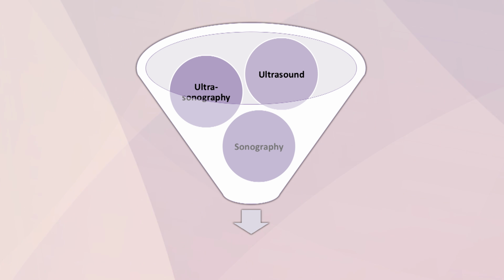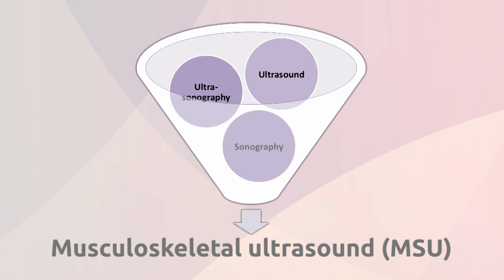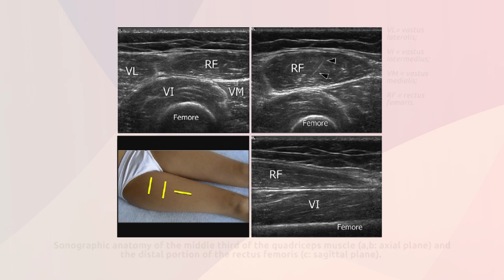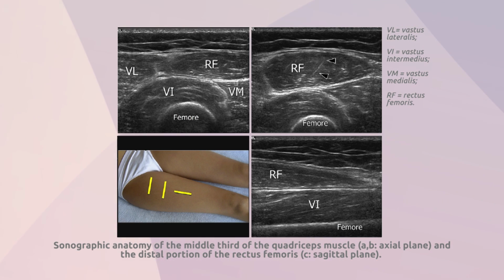The words ultrasound, ultrasonography, and sonography are all synonyms. This webinar is about ultrasound within the musculoskeletal domain. Musculoskeletal ultrasound, in short, MSU. MSU is a medical imaging technique used to visualize soft tissue structures in order to capture their size, structure, and function with real-time imaging. In this slide, you can see a MSU scan of the upper leg. In the upper left image, a transverse view of the femur and all 4 quadriceps muscles can be seen.